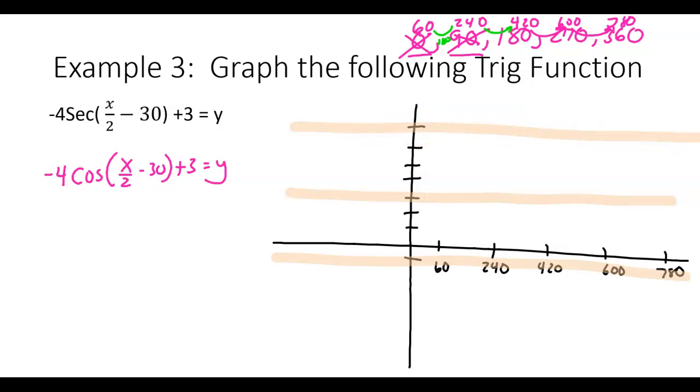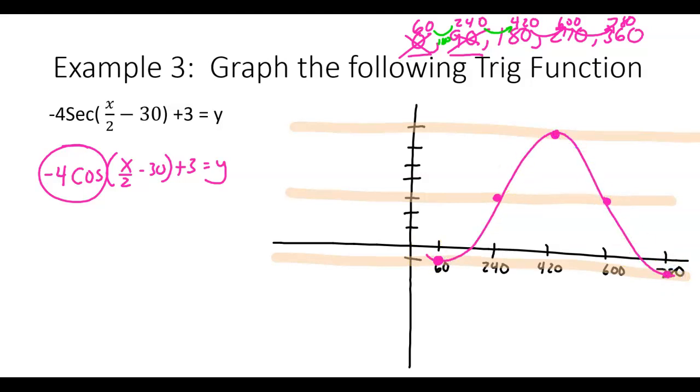The last thing we need to do to get this thing graphed is pay attention to our negatives so we know where to start and where to go. So with cosine, when you have a negative on the outside, you start at the minimum. So my first angle is 60. So I'm going to be starting at the minimum line at 60. Then we go up to the midline for the next one, then up to the maximum for the next one, down to the midline, and then finally back down to the minimum. And then you go ahead and sketch your thing on there.